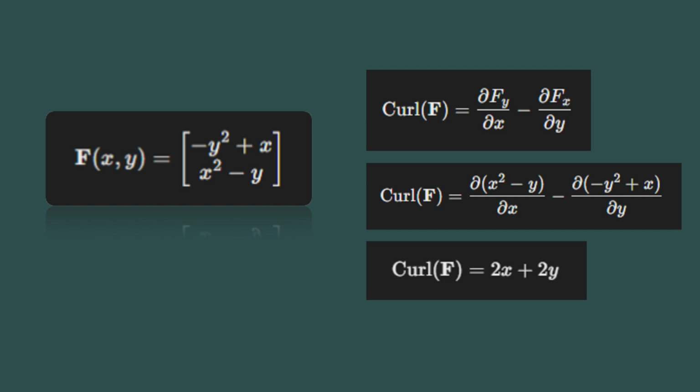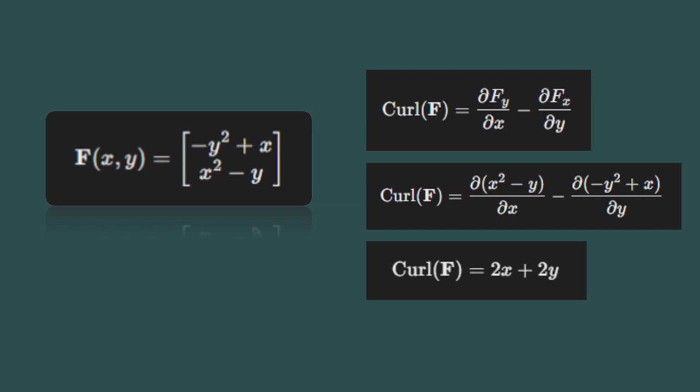For our field, substituting the x component as negative y squared plus x and the y component as x squared minus y, we compute the curl as follows. The partial derivative of the y component, which is x squared minus y, with respect to x, minus the partial derivative of the x component, which is negative y squared plus x, with respect to y. Let's calculate each term. The first term, the partial derivative of x squared minus y with respect to x, gives 2 times x. The second term, the partial derivative of negative y squared plus x with respect to y, gives negative of negative 2 times y, which simplifies to 2 times y. Combining these, the curl becomes 2 times x plus 2 times y.